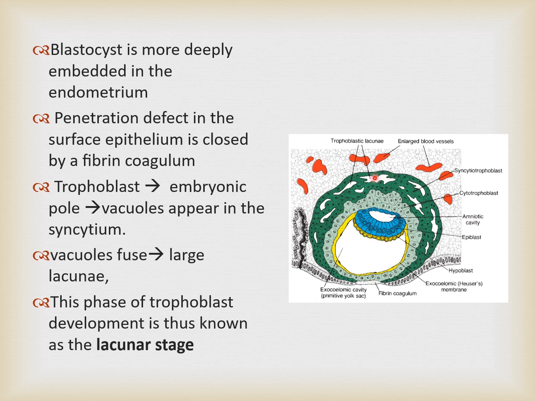The trophoblast, which is present here at the embryonic pole, has many empty spaces which are known as vacuoles, as shown here in white color. These vacuoles then further fuse with each other to form lacunae. Now this phase of trophoblastic development is known as the lacunar stage.